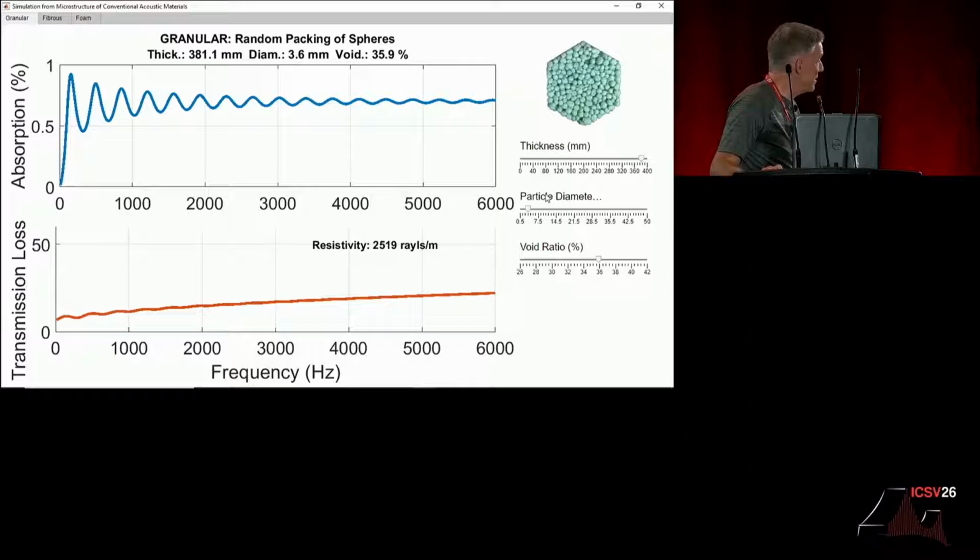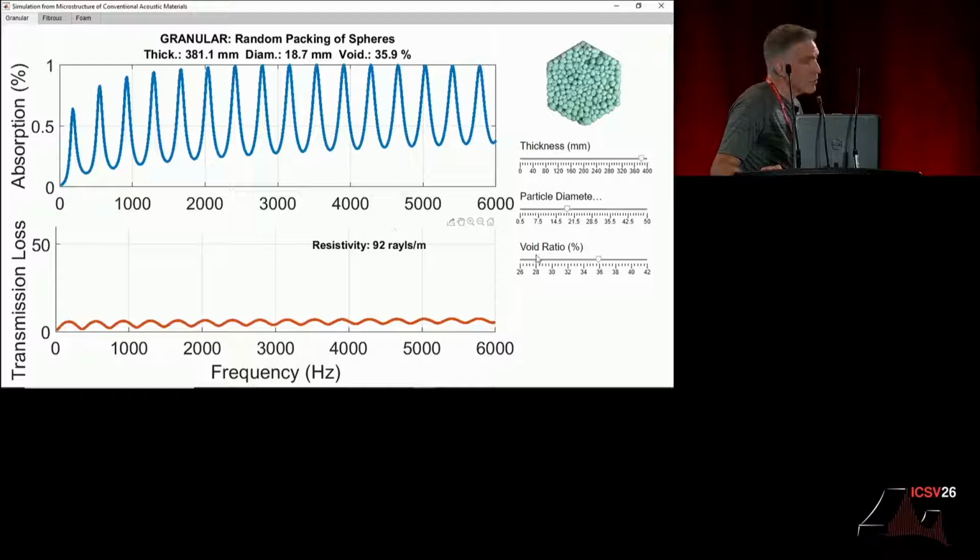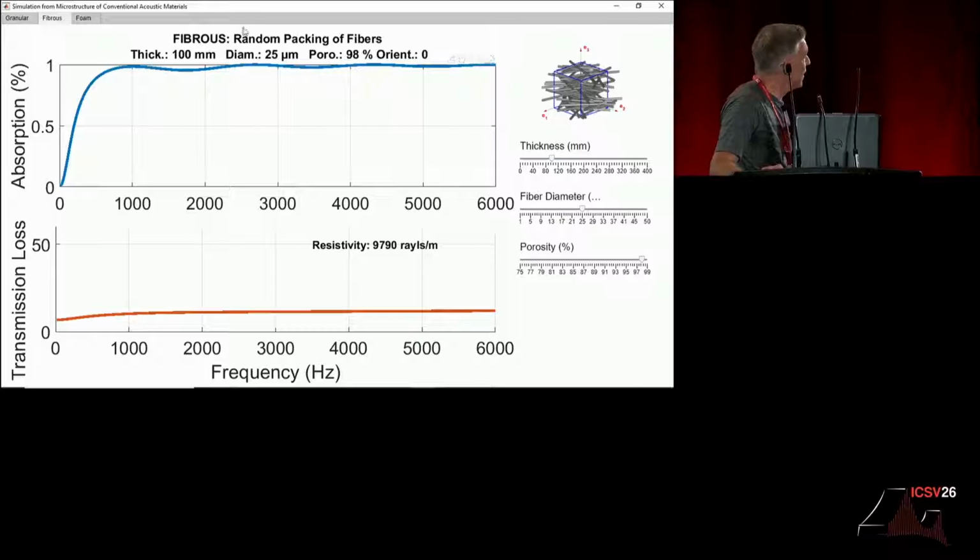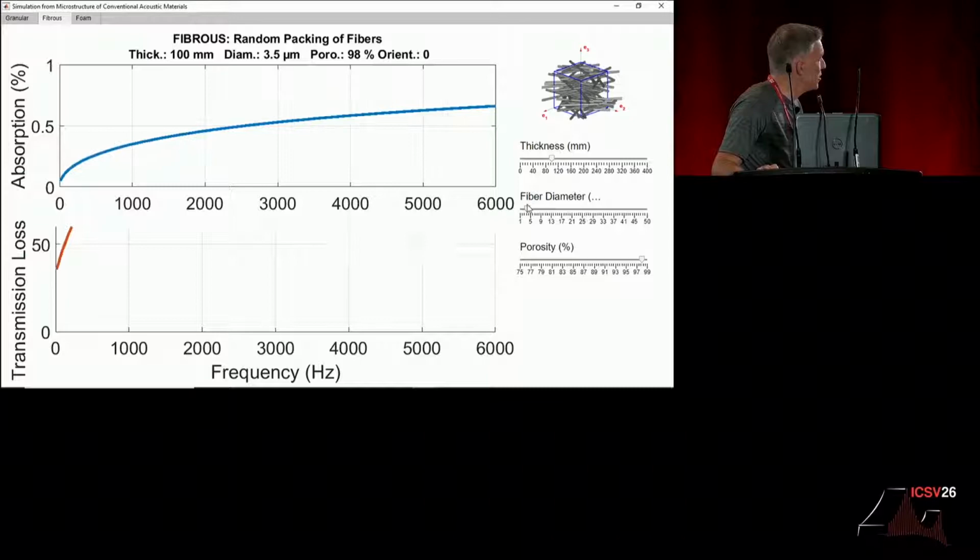For the transmission, what is interesting is that the same tunnel behavior appears. But you see, since the resistivity is very low, the sound transmission loss is very low also. If I go to a fibrous material, this is a good configuration where the thickness and the fiber diameter yield a very good absorption. You see here the transmission loss. And then if I change the fiber diameter, you will see that now the absorption reduces, but the transmission loss increases because the resistivity goes larger.